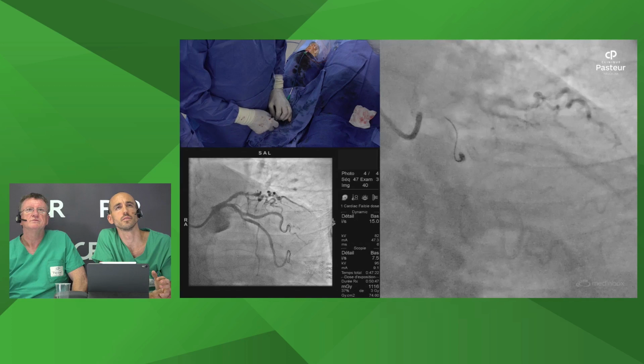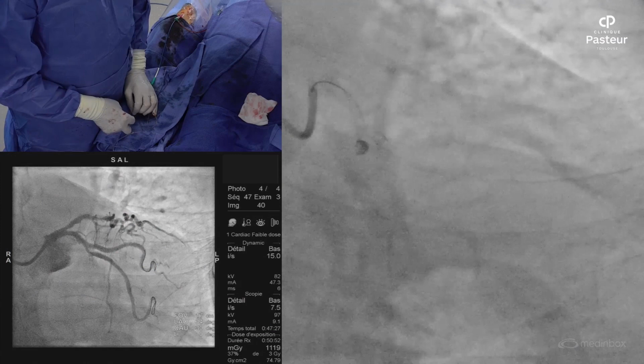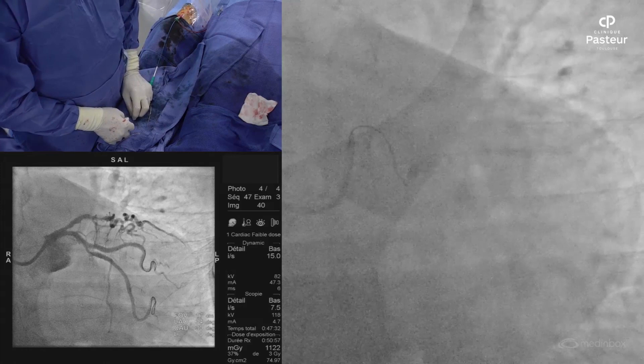So this is difficult to see. Maybe we have to go to another different view in order to see where we are, because I could be in the dissection.